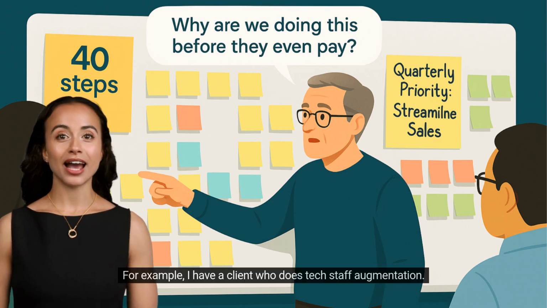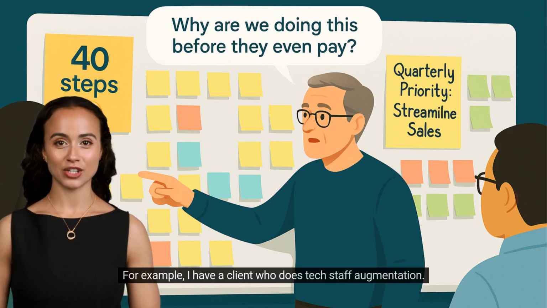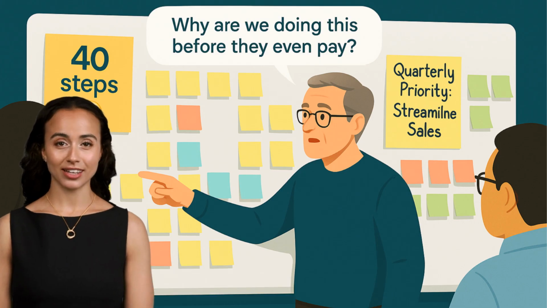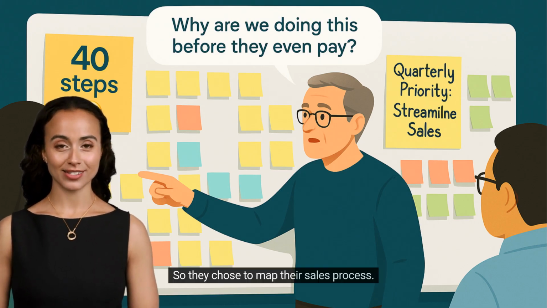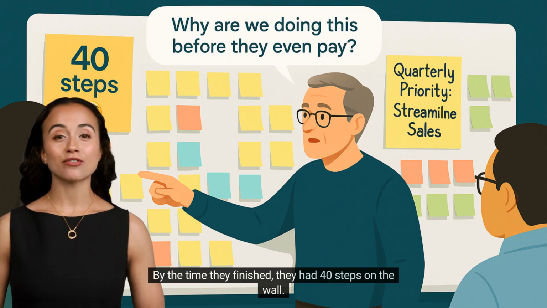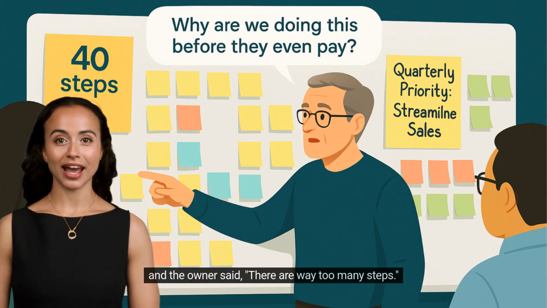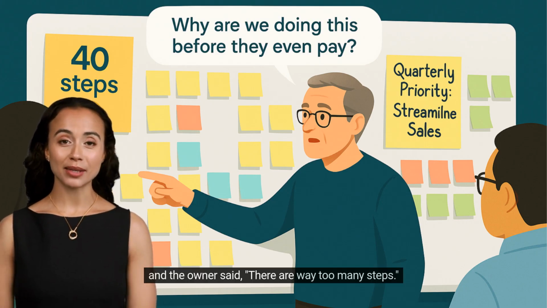For example, I have a client who does tech staff augmentation. Their sales reps were running a different process every single time. No consistency, no standard. So they chose to map their sales process. By the time they finished, they had 40 steps on the wall. I asked, what epiphanies are coming up? And the owner said, there are way too many steps.